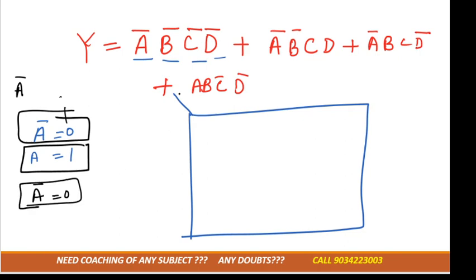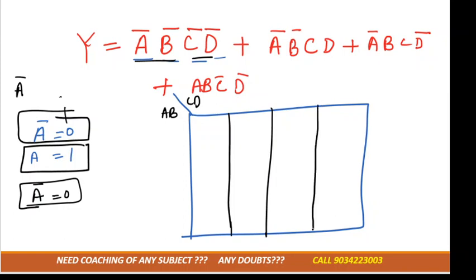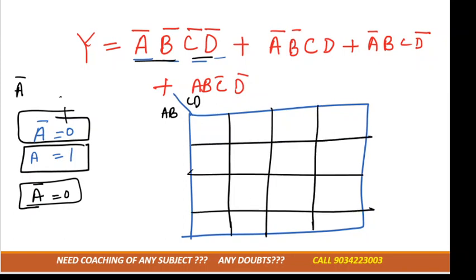Okay. Now you can see that there are four variables: A, B, C, D. Now we have to draw the cells like a four variable kmap. This one is again 0, 1, leave the third column, 2, 3, 4, 5, leave the third, 6, 7. Again leave the third row, 8, 9, 10, 11, 12, 13, leave the third one, 14, 15.